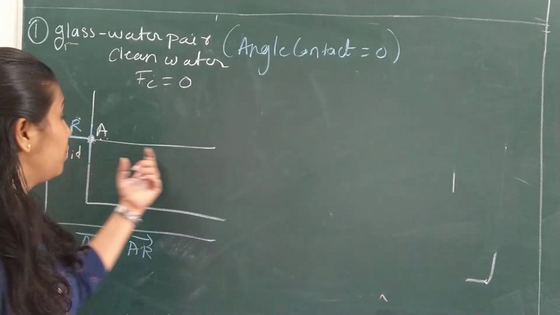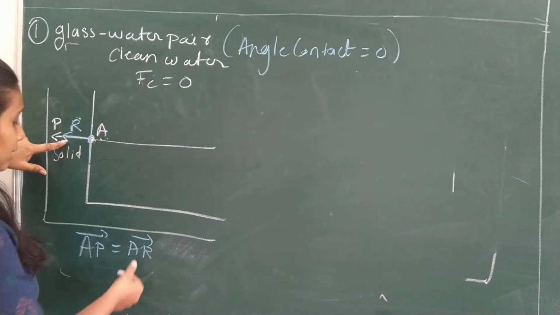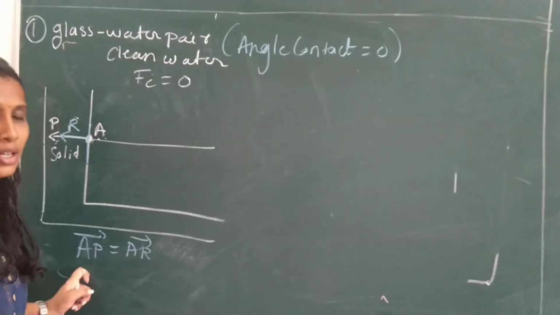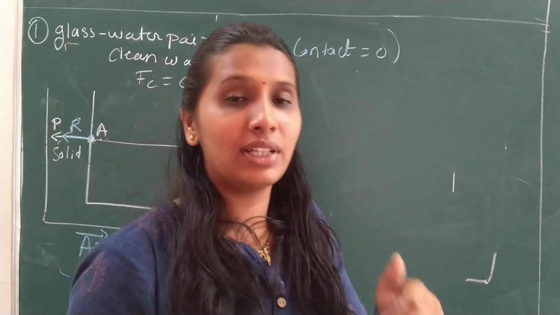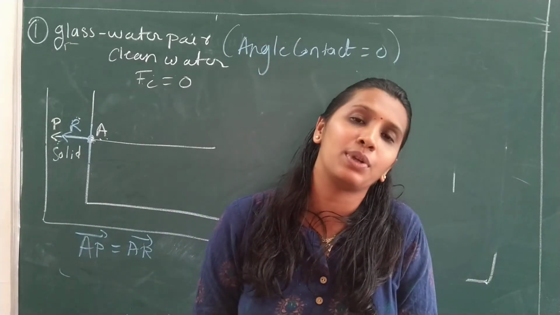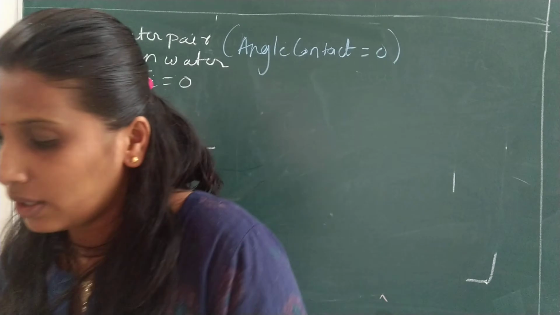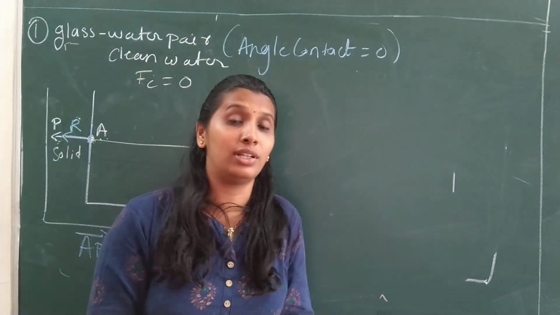So if it is so, it will be completely horizontal. And what we are having, your net resultant vector is nothing but because of your adhesive force. So if there is no angle between the tangent and free surface of liquid, it means the angle of contact is 0. So I hope that pure water completely wets your solid.